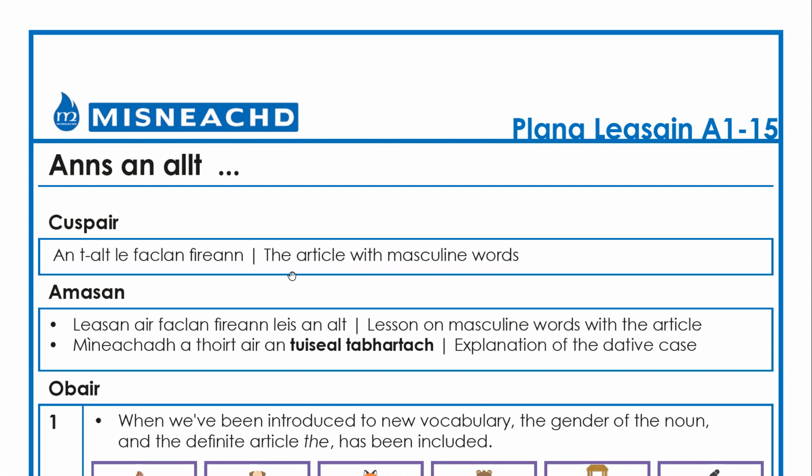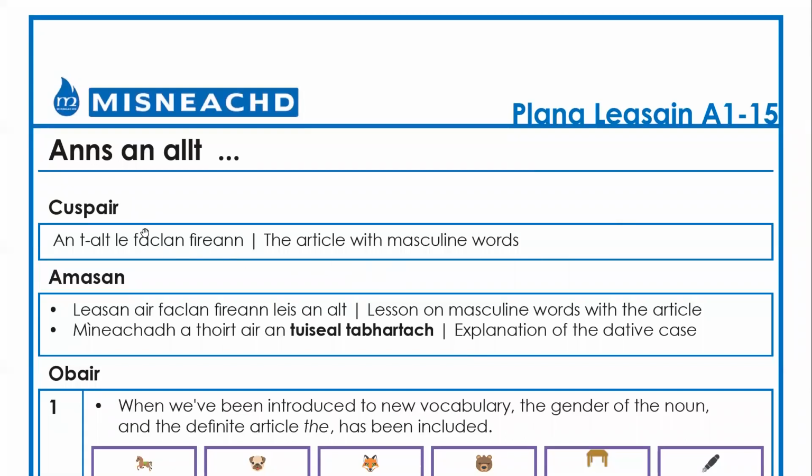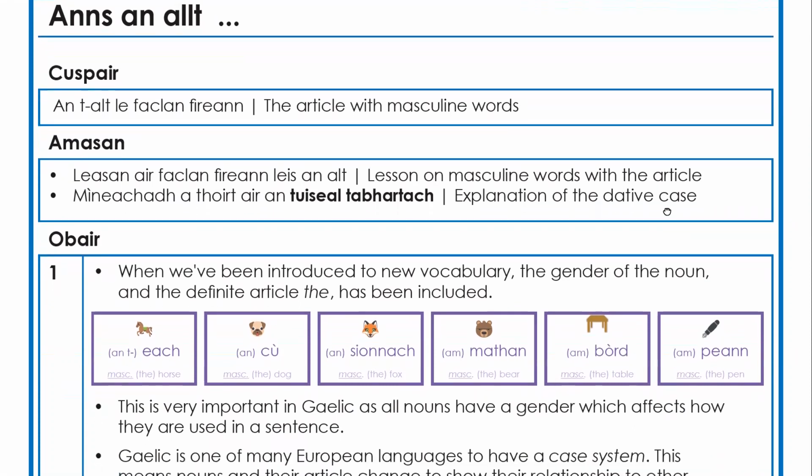In this lesson, we're going to look at masculine words and the article that is used with them. So that's the word the, the definite article. And this PDF is available via the link in the description below the video. So we'll look at masculine words and the article they take in the nominative case, so that's in the basic form of the noun, and then also look at the dative case when a preposition is acting on the noun.